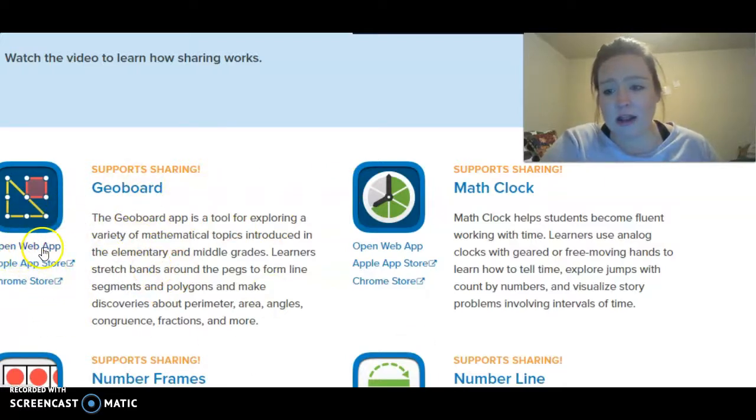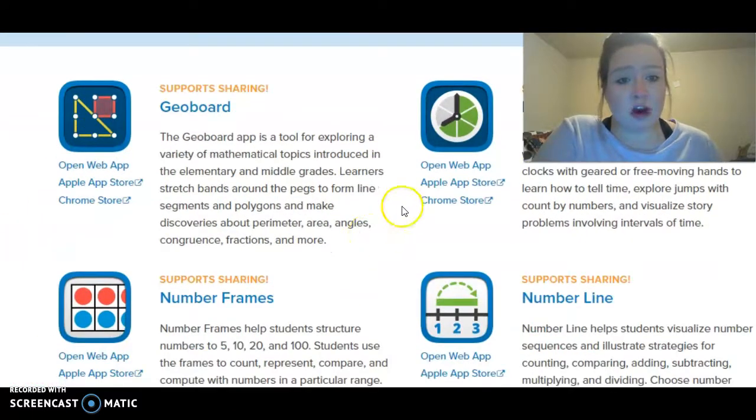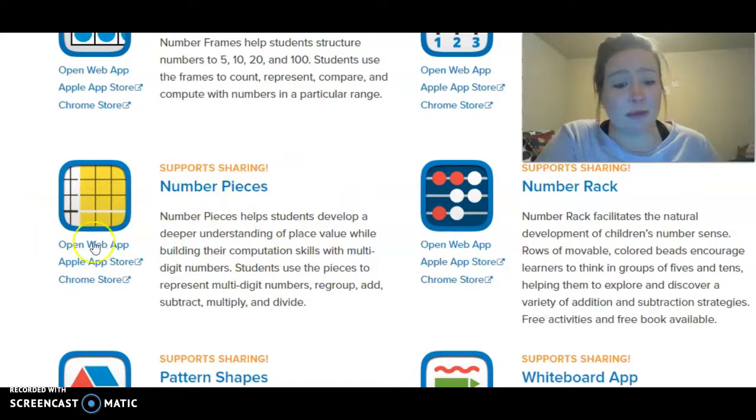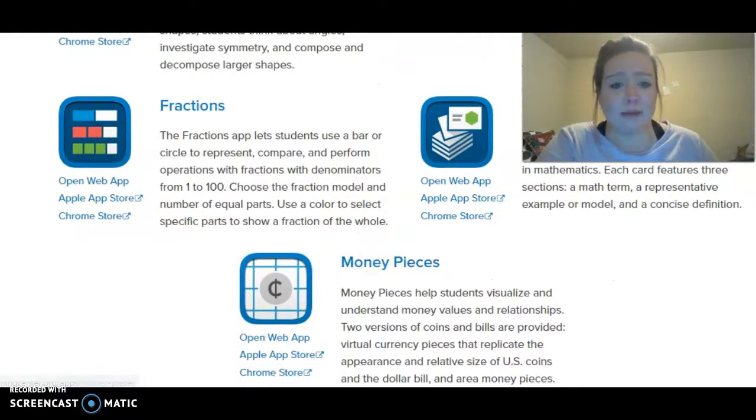You can open the web app or you can download it to your Chrome app. But for now, I'm just going to open the web app. I do want to show you that there are several different things you can use for virtual manipulatives. There's a Geoboard, and we're going to be using this one today. There's also number frames. There are number pieces, so these are your base 10 blocks, which some of you really like to use, and I encourage you to use them. Pattern shapes, fractions, money pieces.